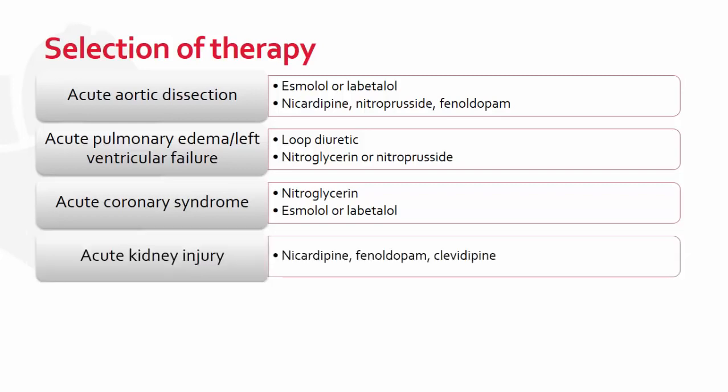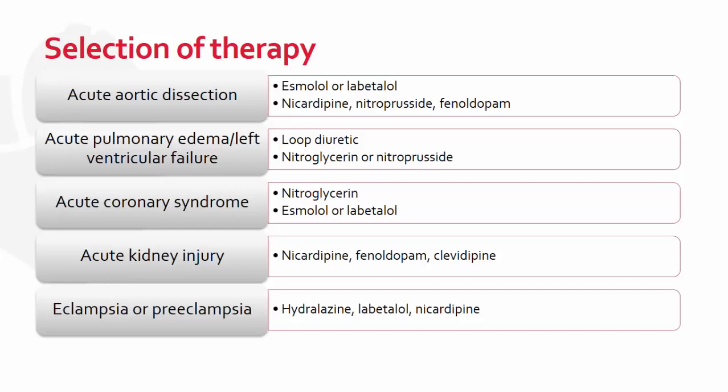In patients presenting with acute kidney injury, we want to select agents that will cause vasodilation without affecting renal clearance or can accumulate in the setting of acute kidney injury. So options include nicardipine, diltiazem, or clevidipine. Agents such as enalaprilat should not be used in this situation.